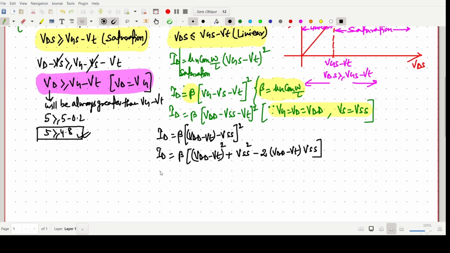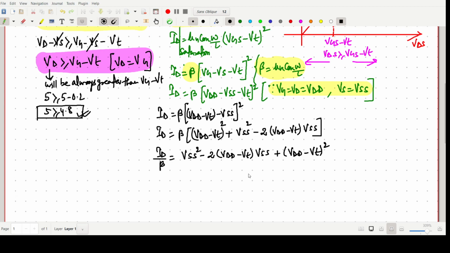So now this ID by beta one can write. It should be a simple quadratic: VSS square minus twice (VDD minus VT) VSS plus (VDD minus VT) whole square. Now there is an equation in ID and VSS, so now we have to plot. Before that, I want to find the x vertex.